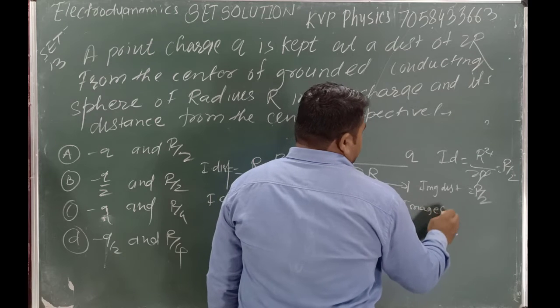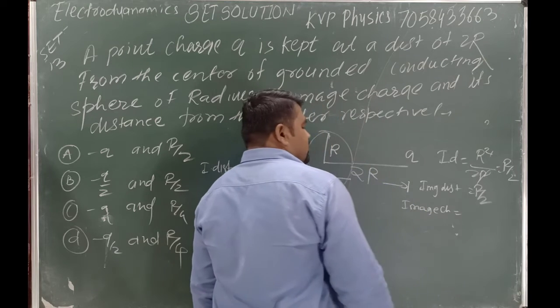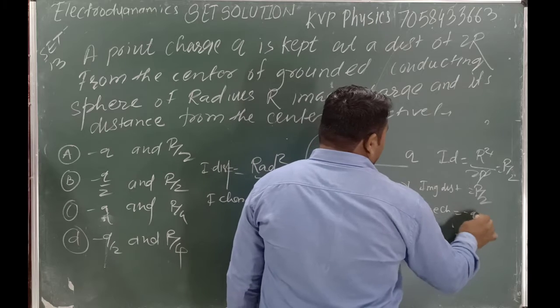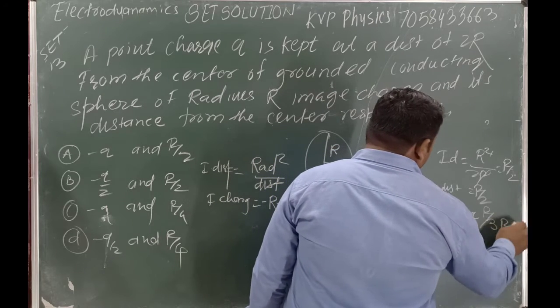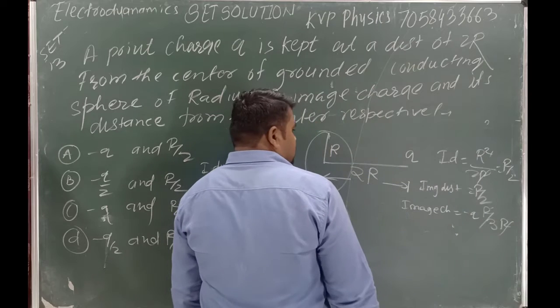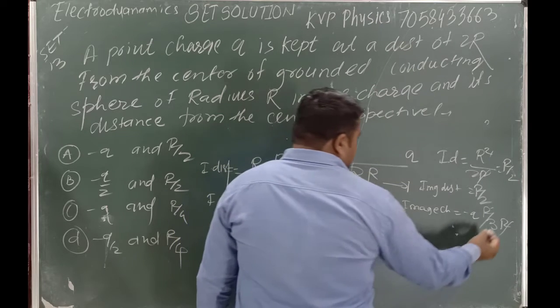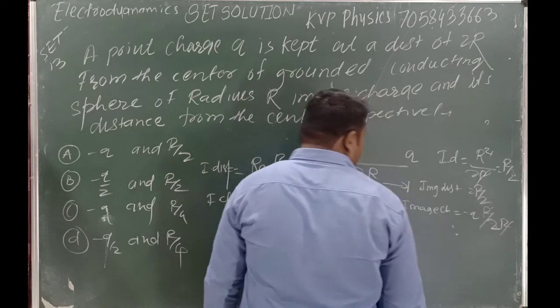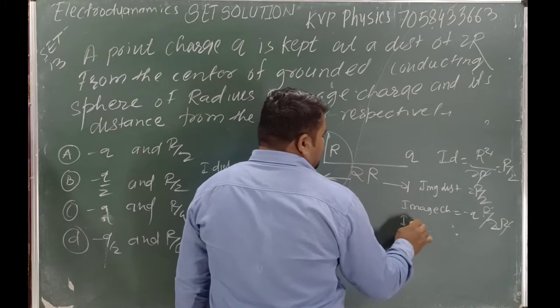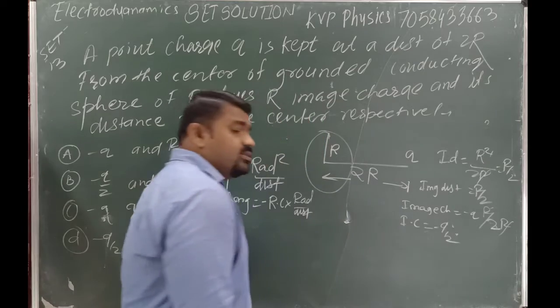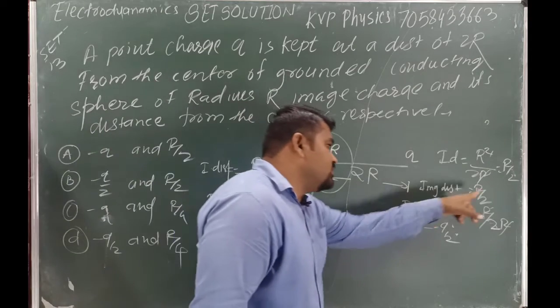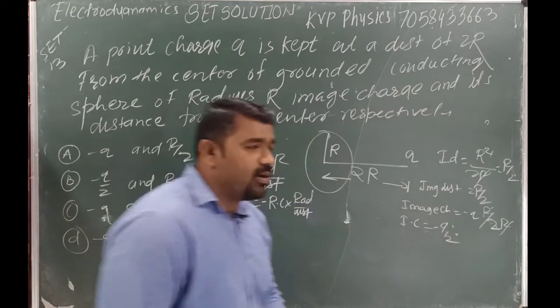Image charge is equal to minus real charge, minus q. This one is a real charge. Radius upon distance. Distance 3r. R gets cancelled. Distance 2r, not 3r here. 2r. This r gets cancelled. Image charge is equal to minus q by 2. Minus q by 2. Distance r by 2. Image charge minus q by 2.